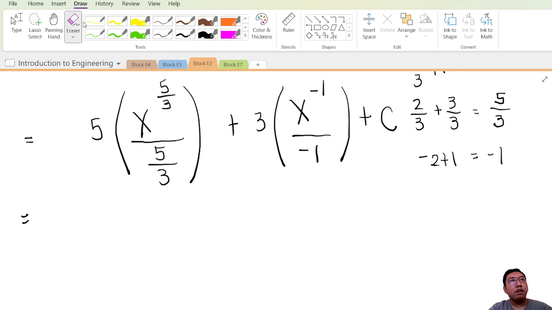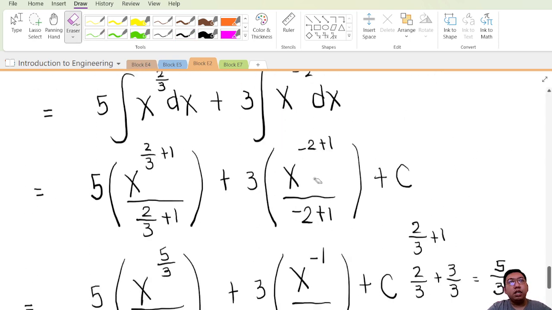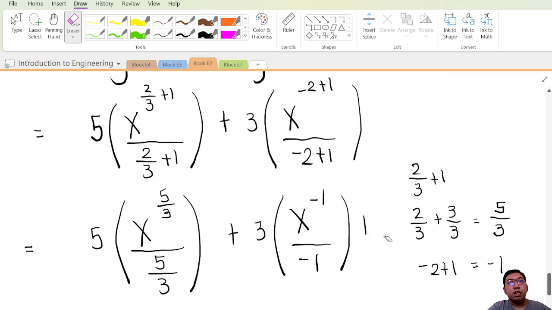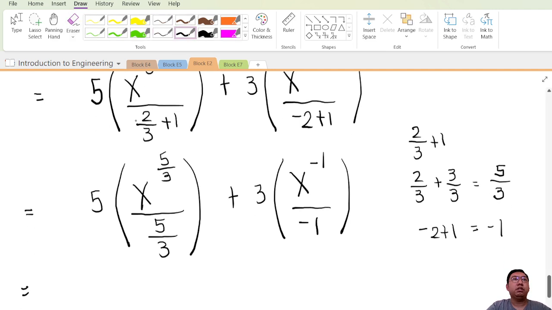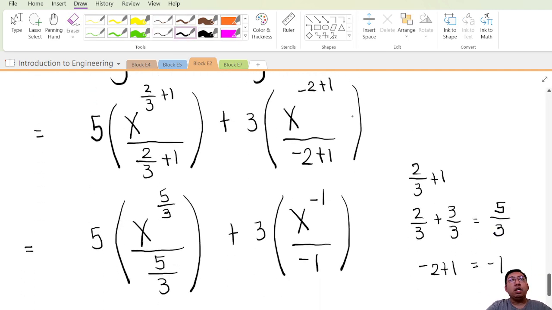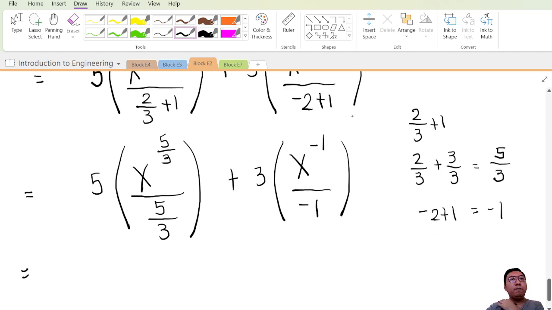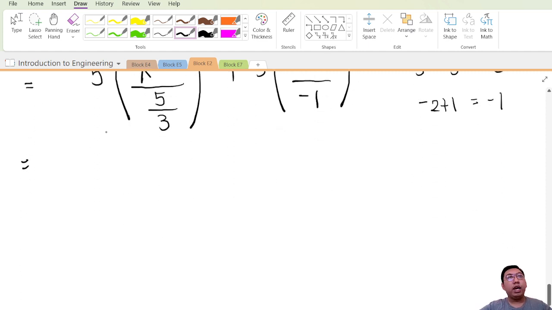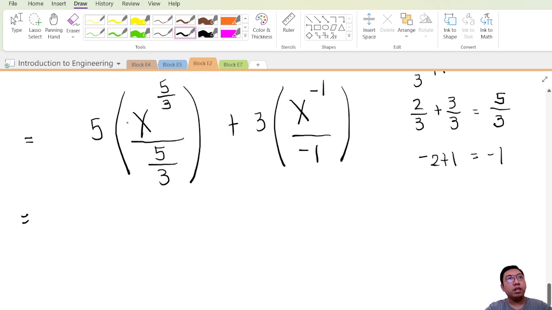Okay, I think I have a mistake here. You do not need to write any more plus c because we are going to substitute the upper and lower limits later. So again, my mistake. No need to write plus c. Next, you're going to get the reciprocal of this one. So there's an imaginary, invisible 1 here.